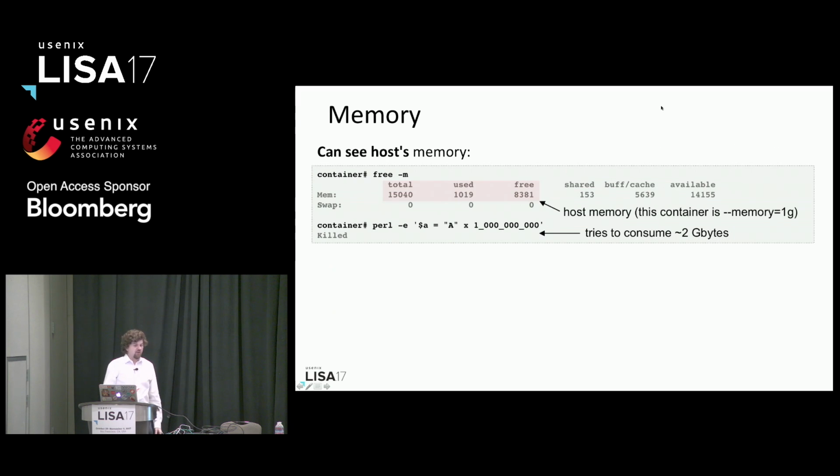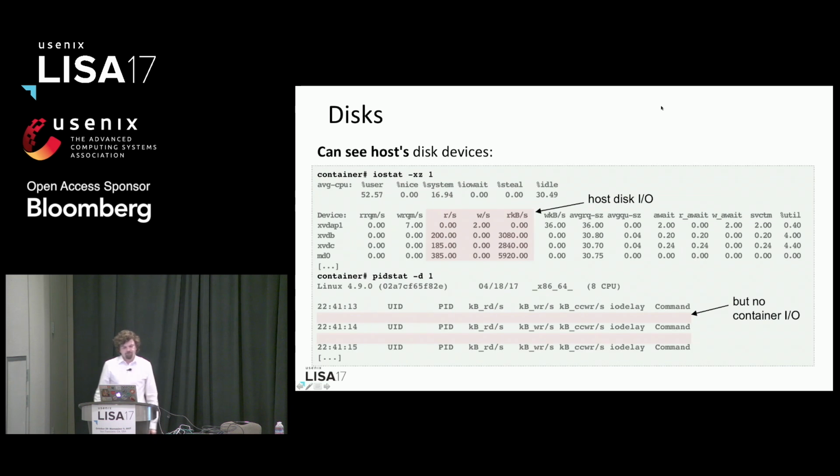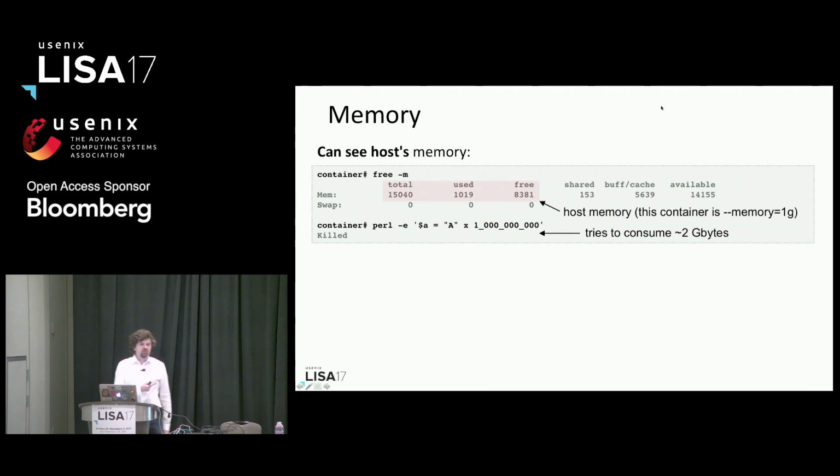For memory, you can see the host's memory. So I've got 15 gigabytes. No, I've got 8 gigabytes free, but I can't seem to consume 2 gigabytes. I get killed. So that seems confusing. That's also confusing to some applications, too. I start Java, and Java may automatically pick a heap size and think, hey, I can just use 8 gigs. No, you can't. And then Java gets killed. And so sometimes with applications, the JVM in previous versions was not container aware, and so that needed to be configured.